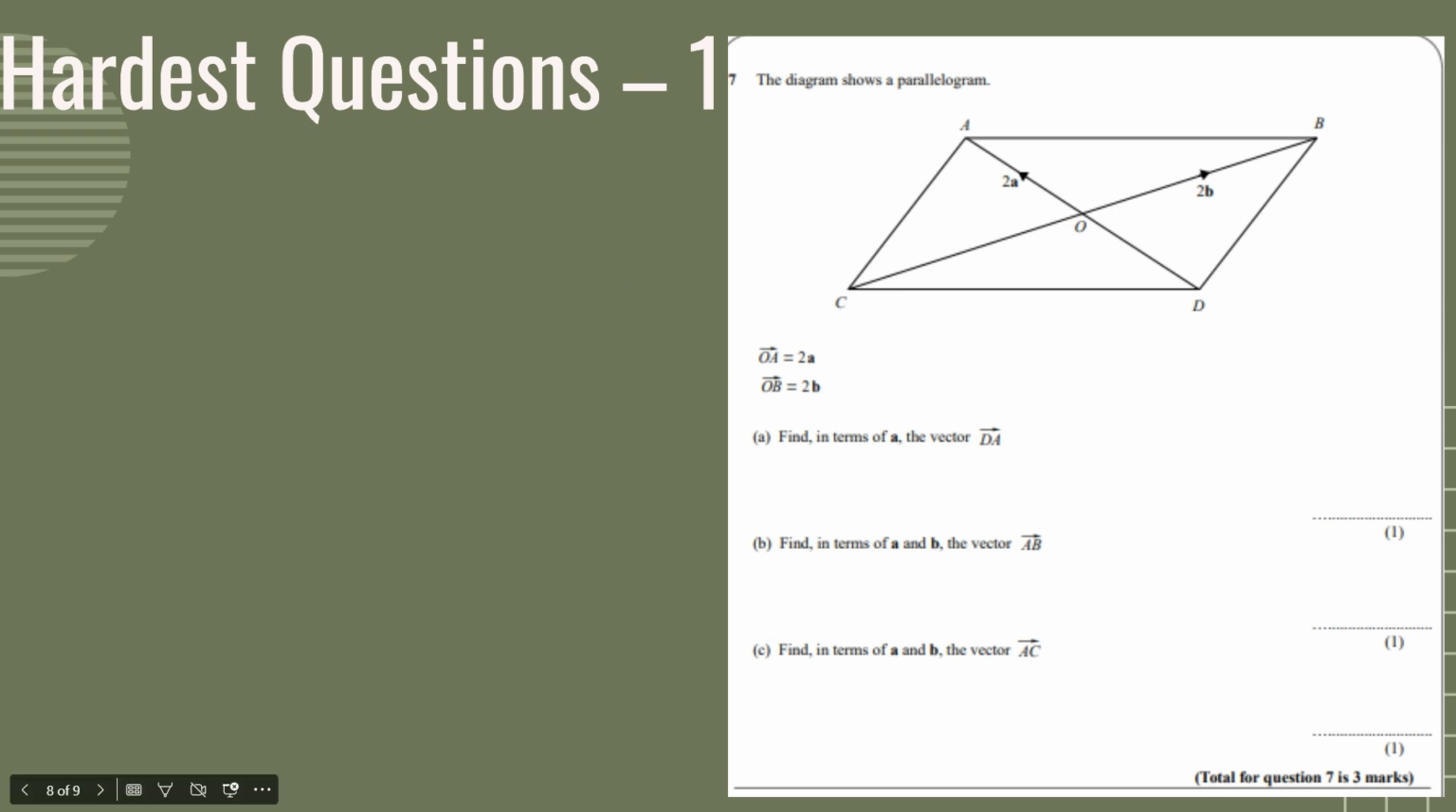So, the diagram shows a parallelogram. OA equals 2a and OB equals 2b. Part A, we're asked to find, in terms of a, the vector DA.